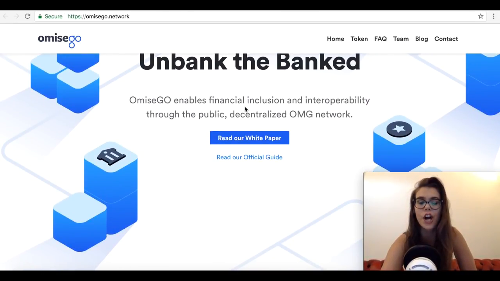So to keep up with other cryptocurrencies, the OmiseGo team released an updated version of their pre-existing roadmap a couple of days ago, on the 9th of May, and today we're going to talk about the aspects of this roadmap and the future of the coin.